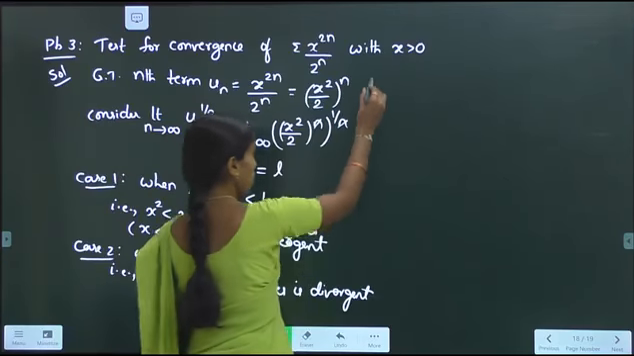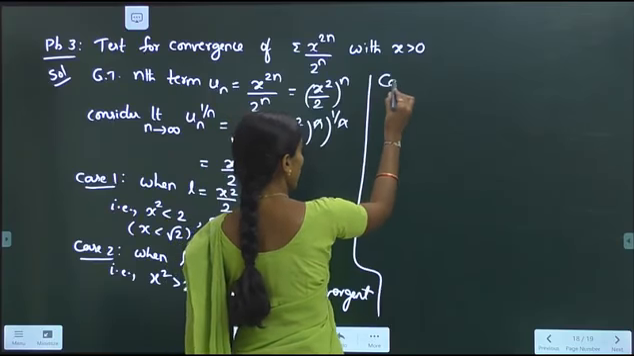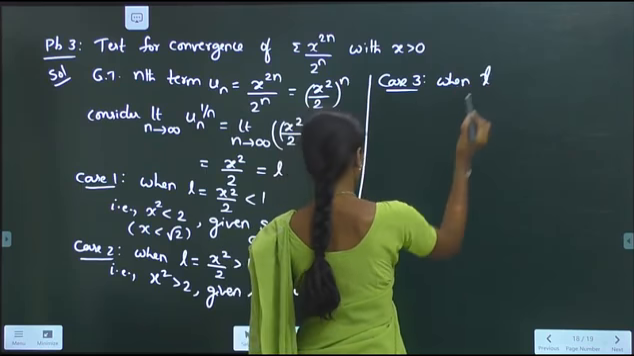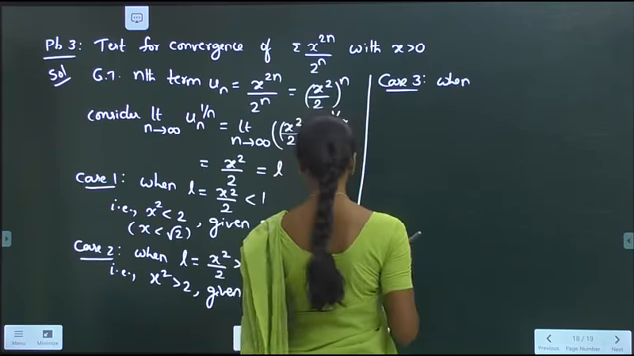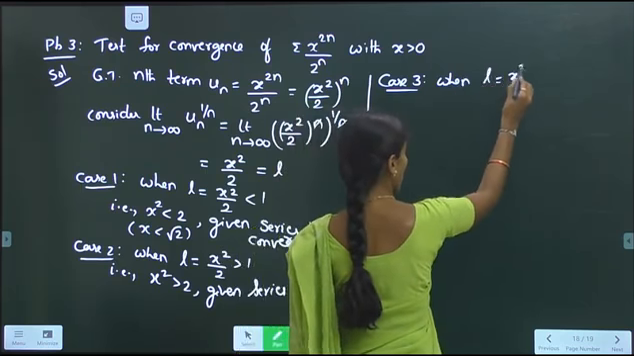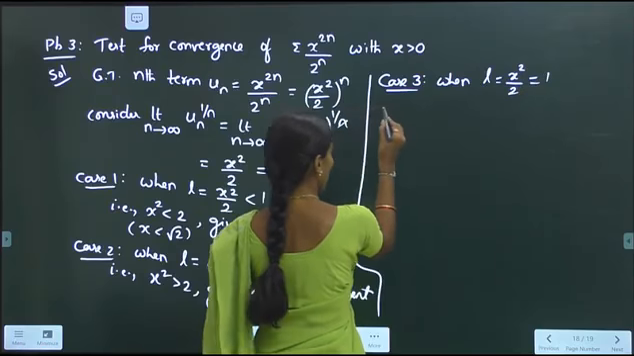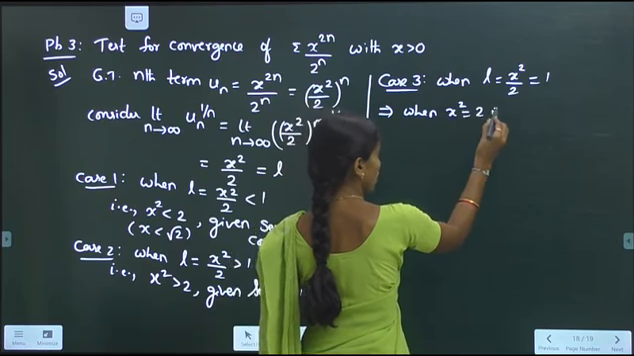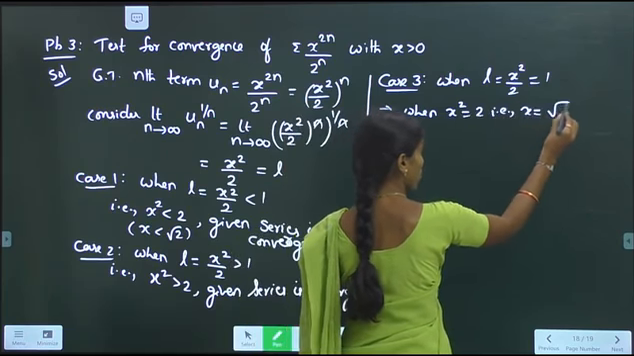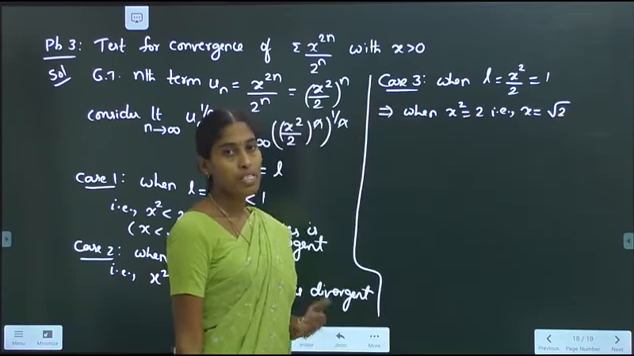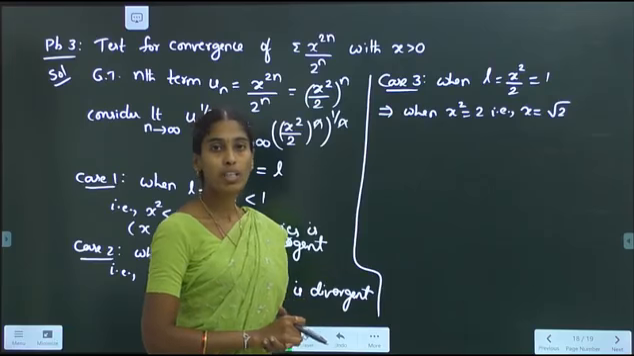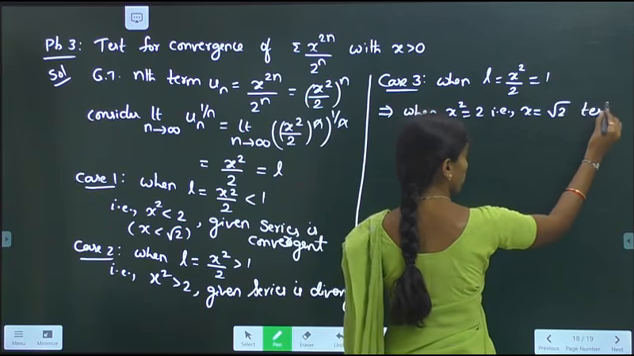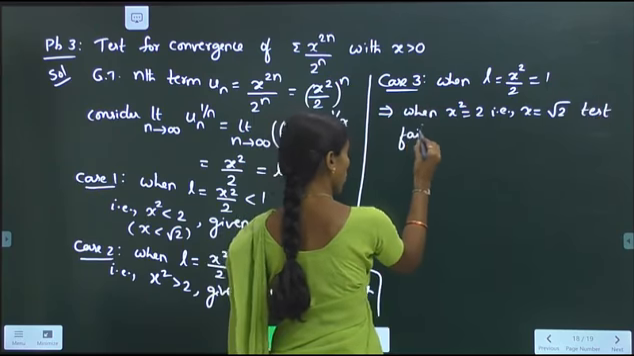Now we see case 3, that is the failure case. What is case 3? When the limit value L, which is x square by 2, is equal to 1. When x square is equal to 2, that is x is equal to root 2. Actually it is plus or minus root 2, but here we are applying the Cauchy's nth root test only for the positive series. So the test fails. We consider only the positive value.